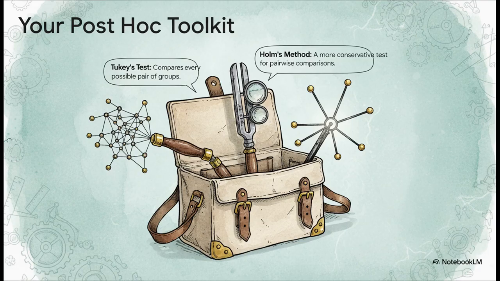Tukey's test is your all-rounder, your workhorse. It compares every single group to every other group. Holm's method is the really cautious detective. It's a bit more conservative, so it's less likely to point a finger. And then there's Dunnett's. That's the specialist you call when you have a control group, and you really only care about comparing your new treatments back to that one baseline.